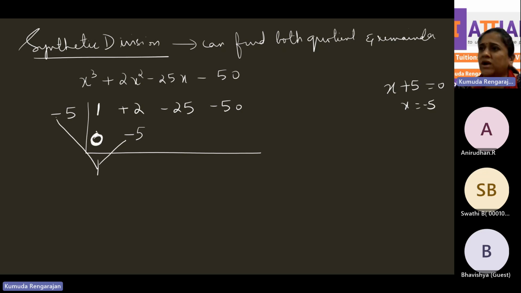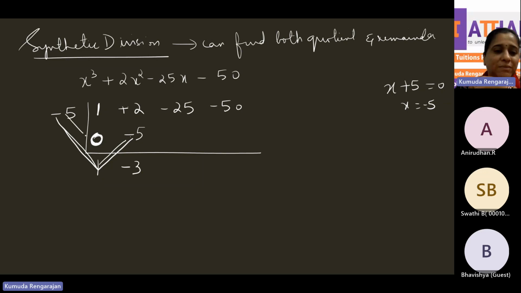1 and 0. Whatever the sign says, you must do. 1 and 0 is 1 when you find the sum. Now, minus 5 into 1 is minus 5. Now, plus 2 minus 5 is minus 3.